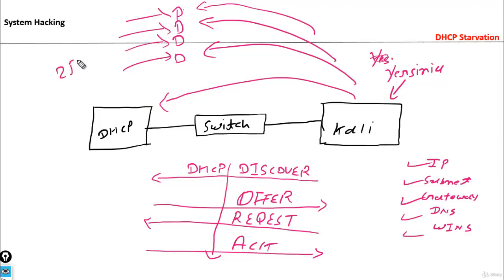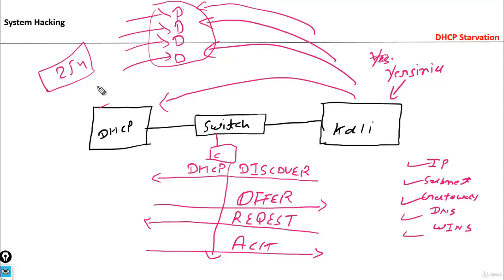DHCP supports a maximum of 254 IP addresses, so I will send more than 254 discover packets to the DHCP server, and the DHCP server will assign all the IP addresses to these requests. So when an original client requires an IP address, the DHCP pool has already been exhausted. So this attack is known as a DHCP starvation attack.